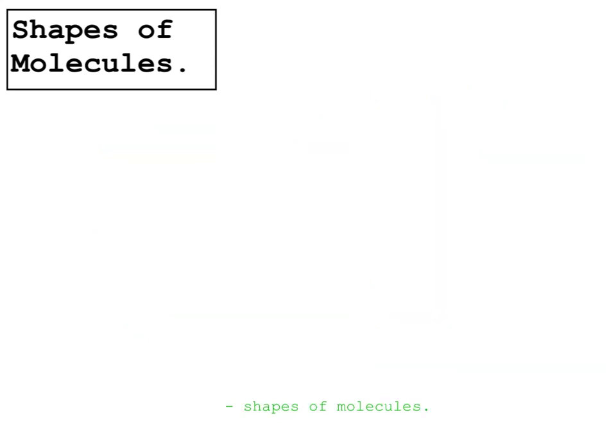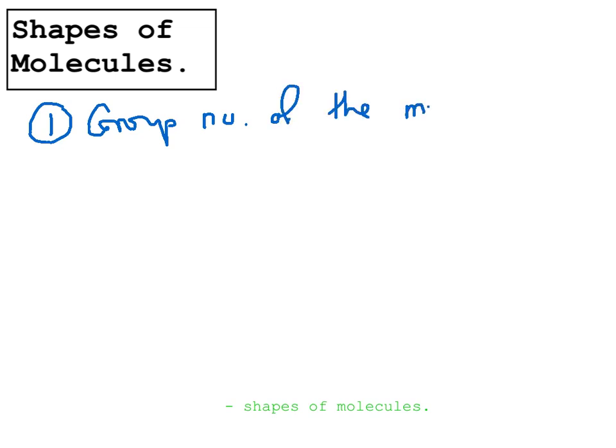So before we can work out what the shape of a molecule is, first we have to know how many bonding pairs of electrons there are and how many lone pairs of electrons there are. And luckily there's a very simple method you can go through in order to work this out. First I'm going to show you the different steps, and then I'm going to work through an example. So the first step is to find the group number of the middle atom of the molecule. I'll show you what I mean by that when I go through an example.